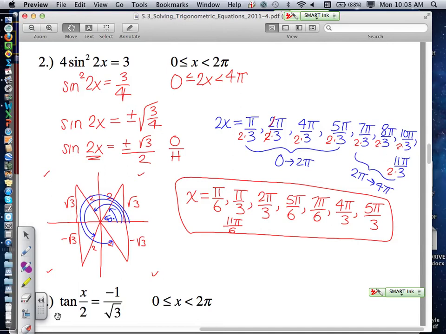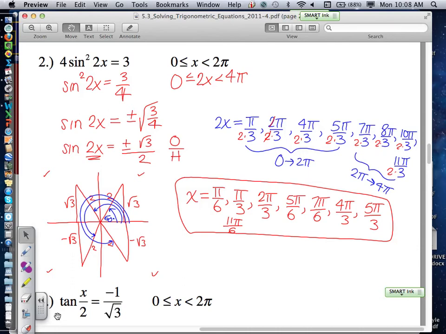Any questions on that problem? So it's only a little different. It's a double angle this time, so we multiply everything by 2 and then divide by 2. It was squared, so we had to take the plus or minus square root. So, those are things you want to be mindful of.